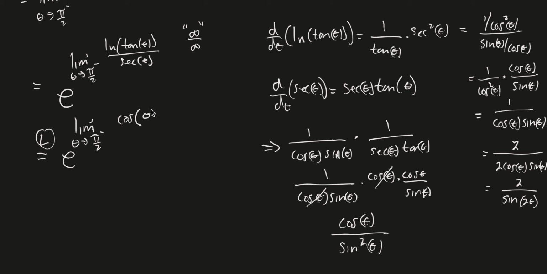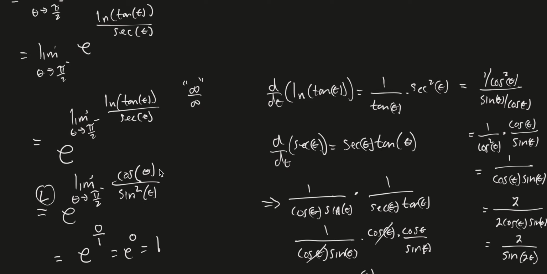All right, so this is what we have left: cosine of theta over sine squared theta. Now let's try to evaluate it. The cosine of pi over 2 is 0, and the sine of pi over 2 is 1. So it's no longer indeterminate. What I'm left with now is e to the 0 over 1, which is e to the 0, equal to 1, right? So that's what our limit ends up being.